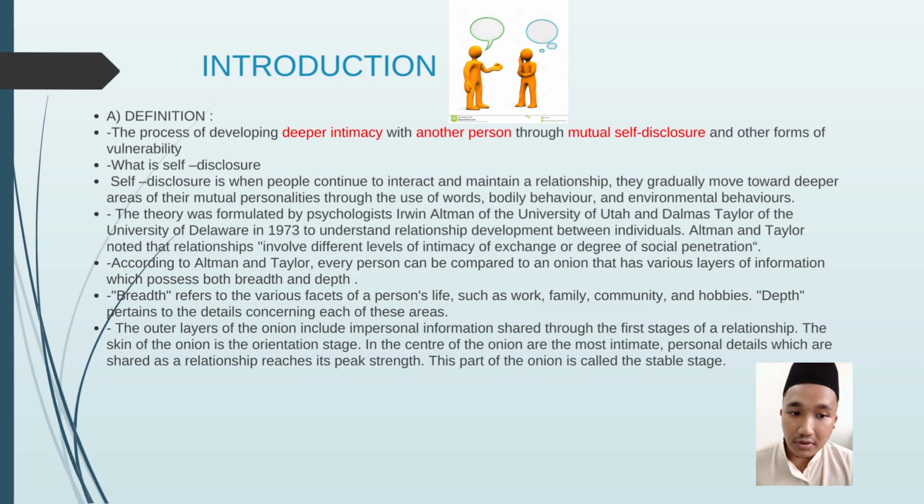The outer layers of the onion include personal information shared through the first stages of a relationship. The skin of the onion is the orientation stage. In the center of the onion is the most intimate, personal details, which are shared as a relationship reaches its peak strength. This part of the onion is called the stable stage.